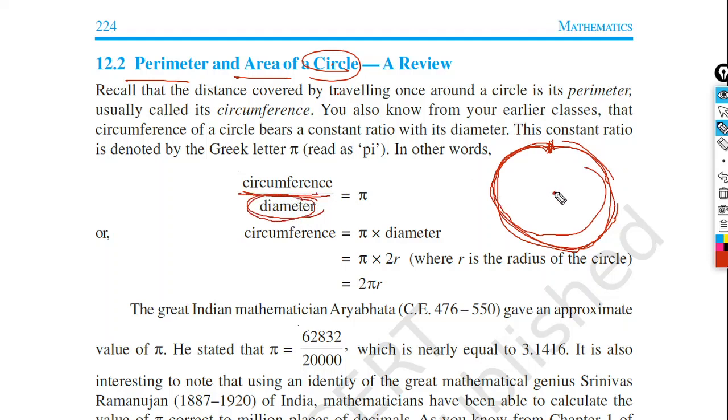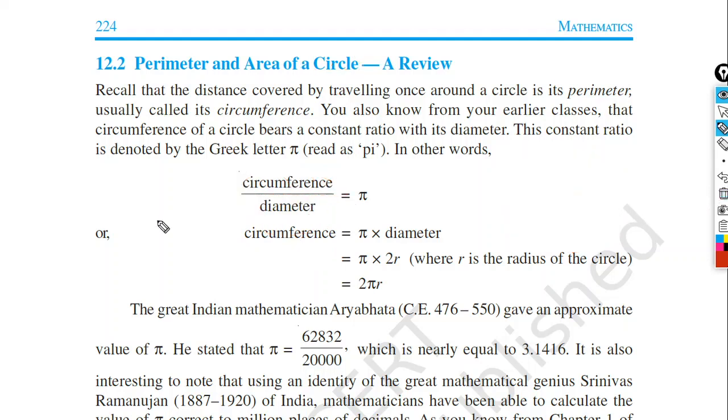You know the diameter: it is the line whose two ends touch the circumference and which crosses through the center. Now circumference divided by diameter was equal to pi.